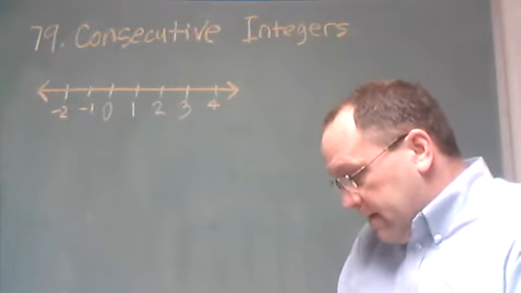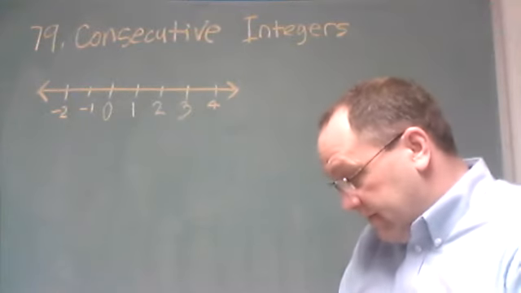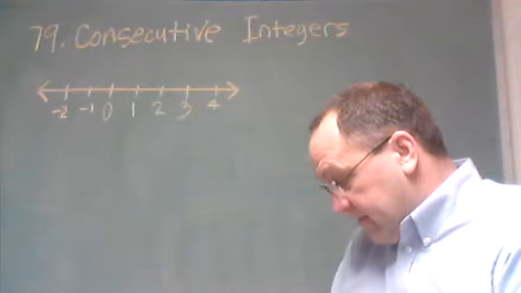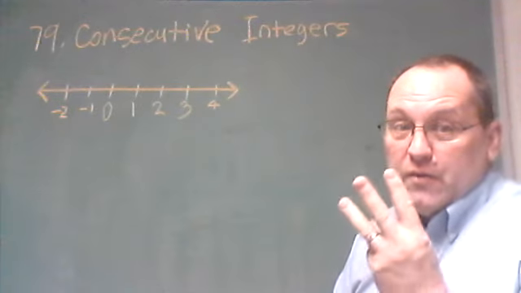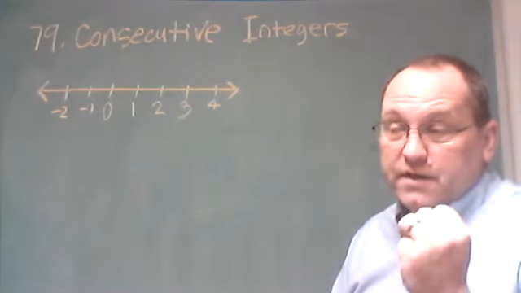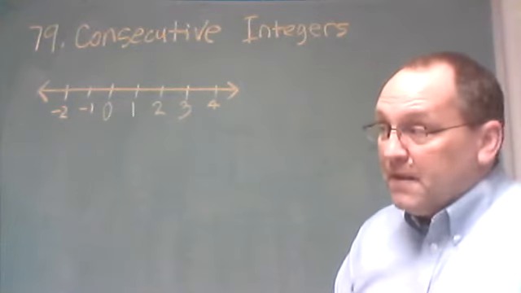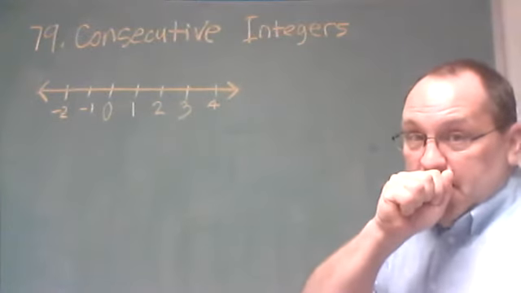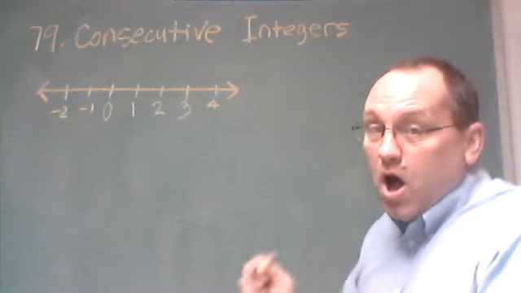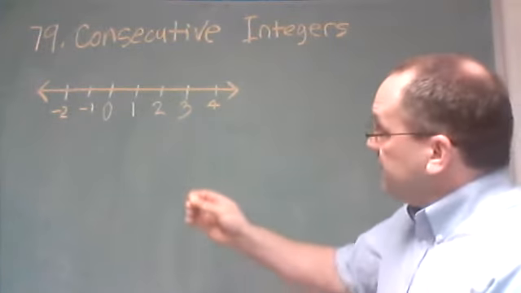So example 79.1 says find 3 consecutive integers such that the sum of the first and the third is 146. So it would appear we have 3 unknowns, 3 integers. We would need 3 equations. But it's helpful to know we can express all of those integers in terms of the first one. And so here's just an example.